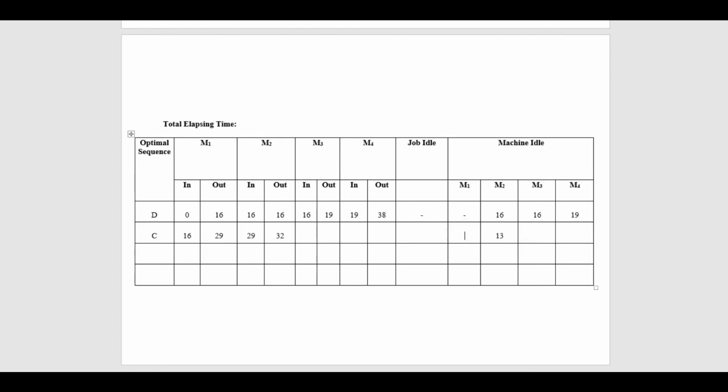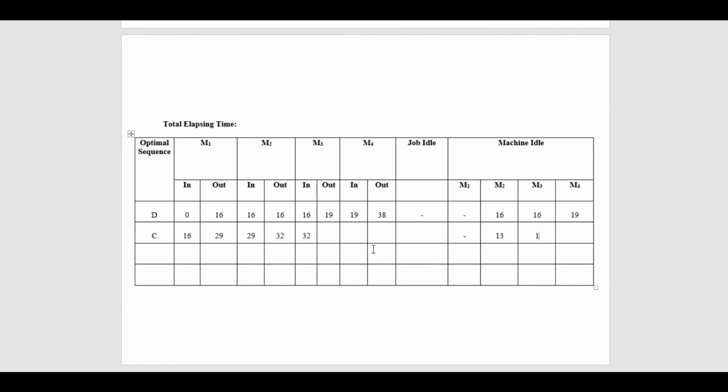There is no idle time for machine 1. Next, in the first case for job D, machine M3 is available at 19th minute onwards, but the in time of the next job will be 32nd minute. So machine M3 should be idle for again about 13 minutes.